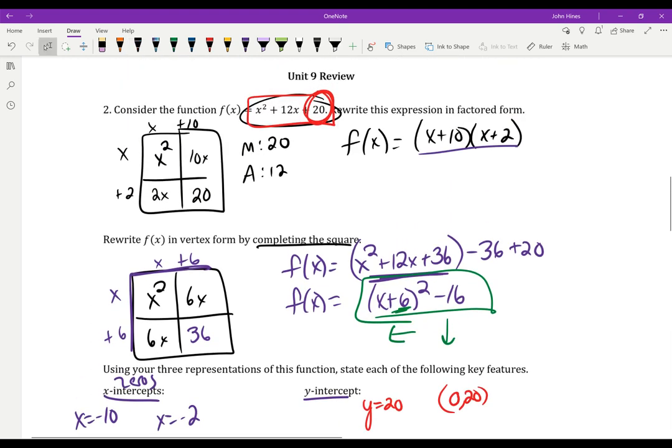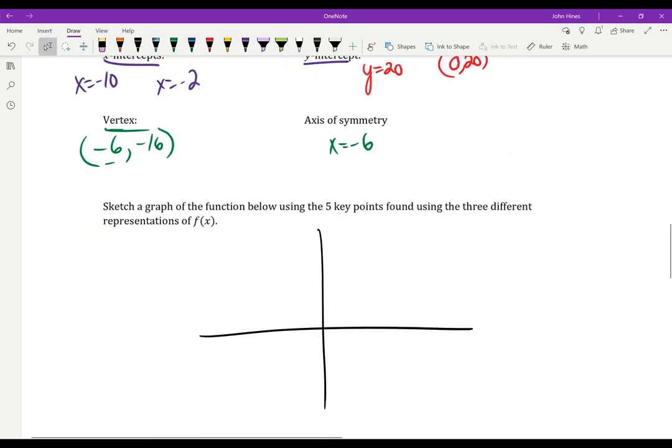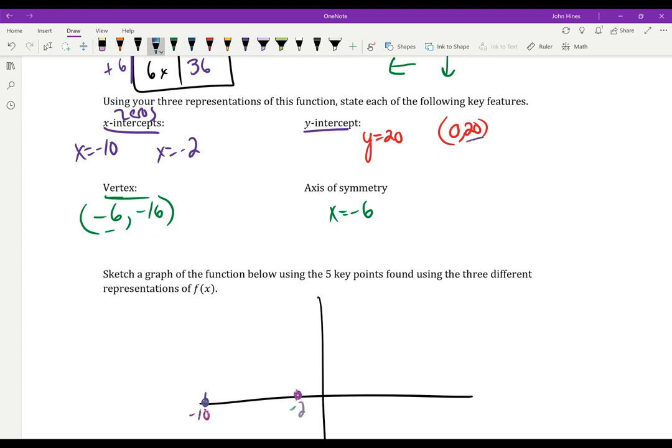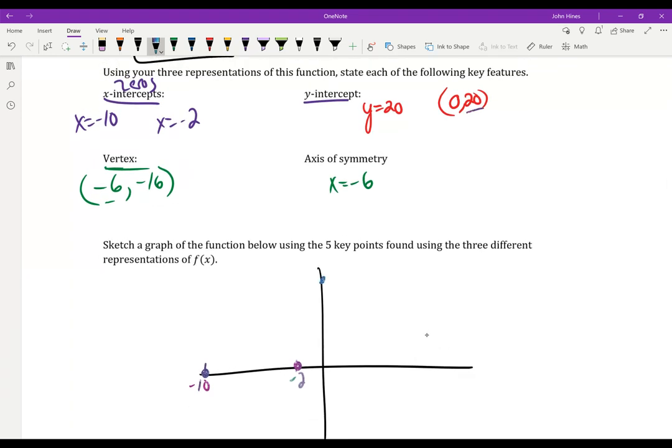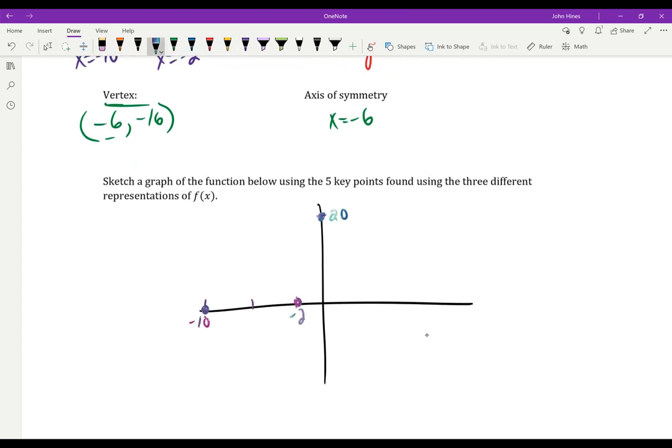Well, what are my zeros? Where do I hit the x-axis? At negative 10 and negative 2. So here I am at negative 10, negative 2. I hit the x-axis at those points. Where do I hit the y-axis? I hit the y-axis at 20. So all the way up here at 20, I hit the y-axis. And the vertex is in the middle here at (-6, -16). I'm just doing a nice sketch here of this parabola.